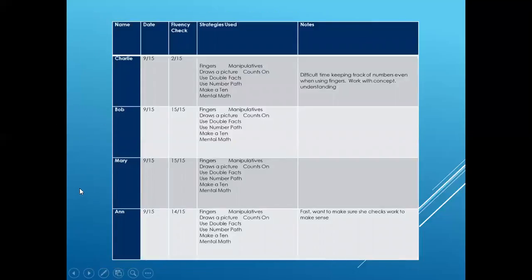So here is actually another chart that we have. This is a fluency check that I've used. You can use it for other things too. But going back to where I had talked about the fluency checks that I have to do, this is something that I created, just a chart for my students too. And it helps me see the strategies that students are using.